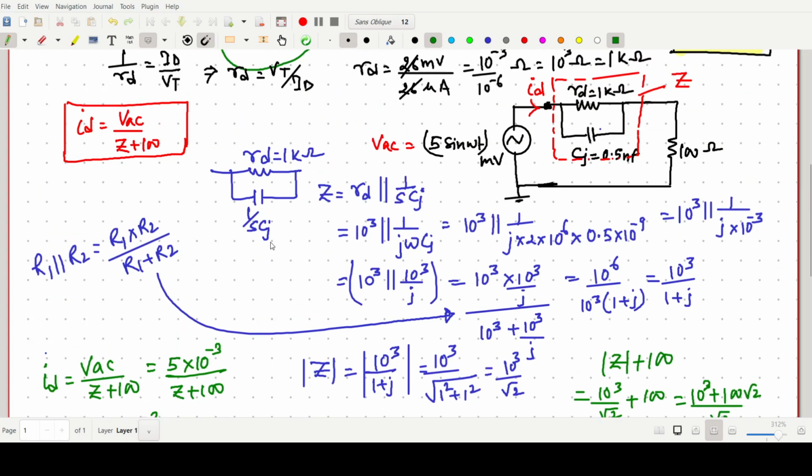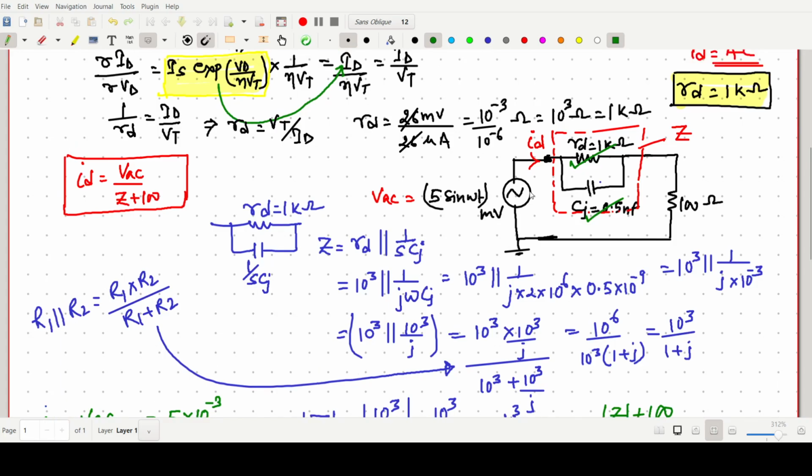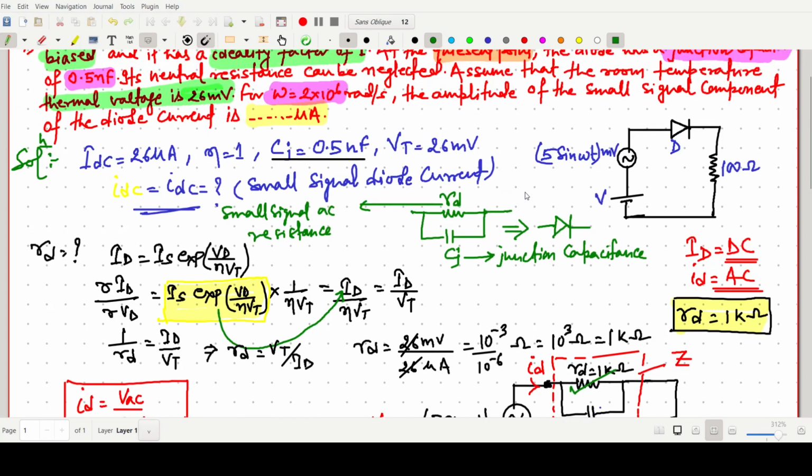So in this question we have to think about the AC small signal resistance and this capacitance, and take this as a single impedance and try to solve separately Z value and add Z plus 100 because they are in series. So in this way we can find the final solution for the AC current. So it is around 6.2 microampere. So this is all about this question.